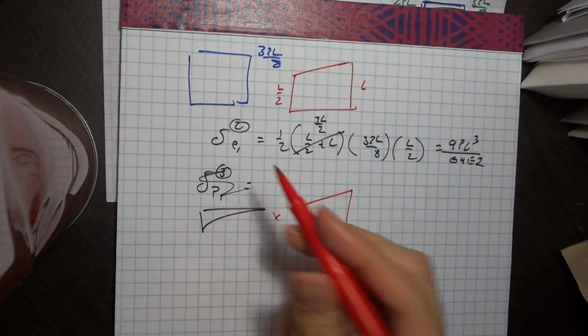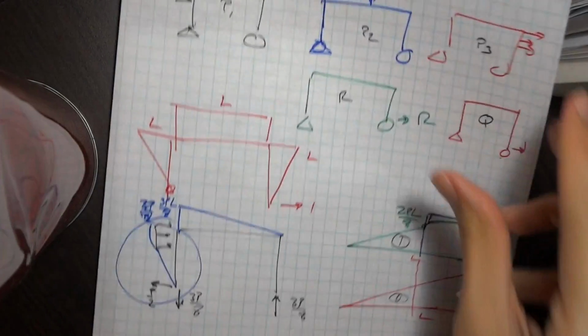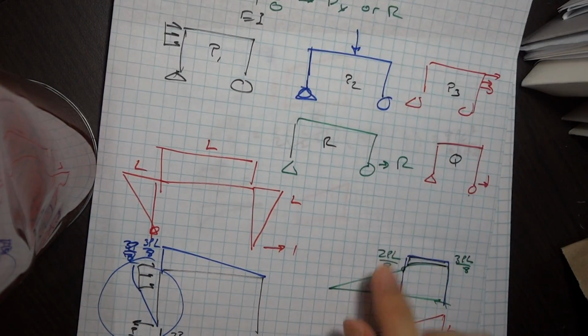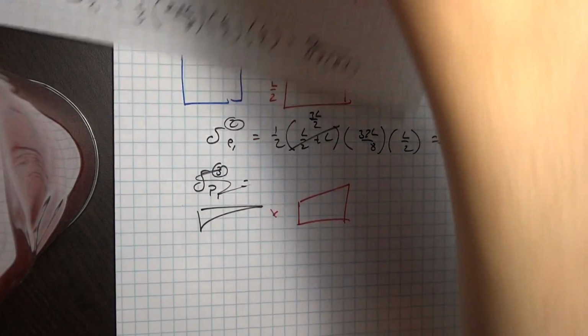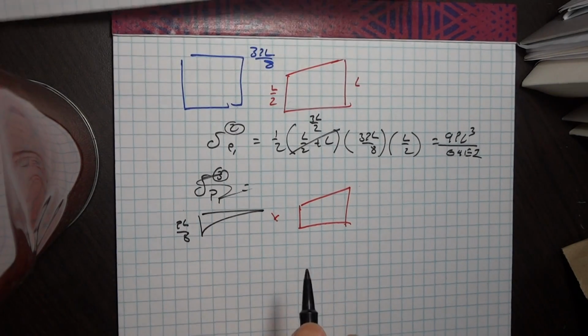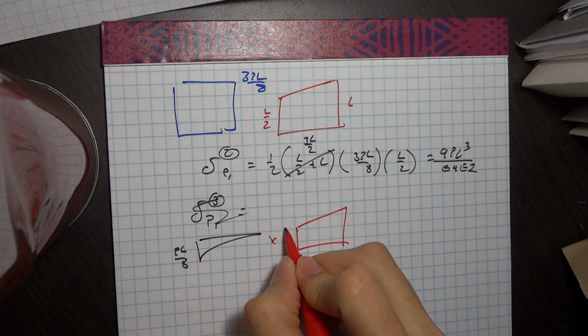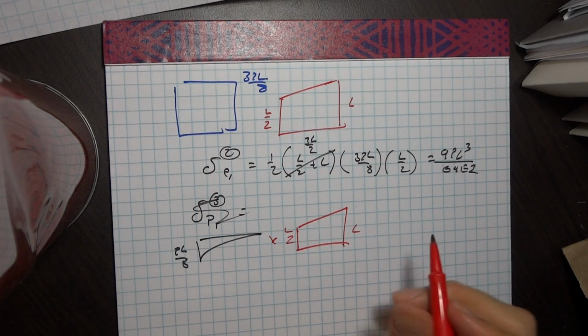The height of this parabola is PL on 8. The height of the parabola is 3PL on 8 minus 2PL on 8. So this is just PL on 8. The heights of the trapezoid do not change. So this is going to be L on 2 and L.